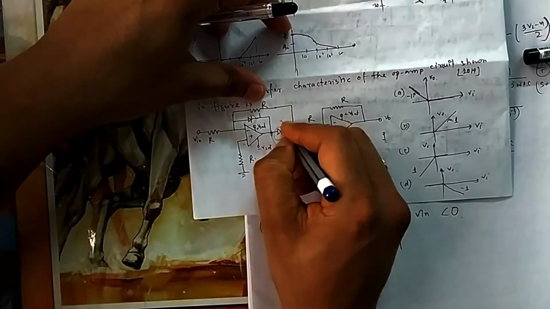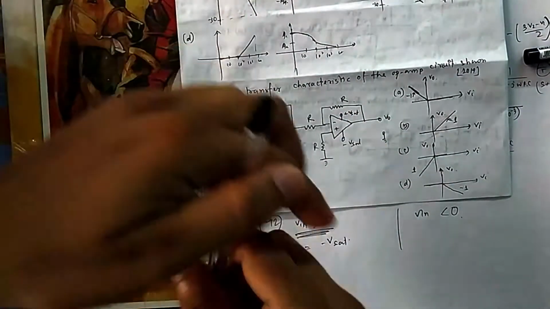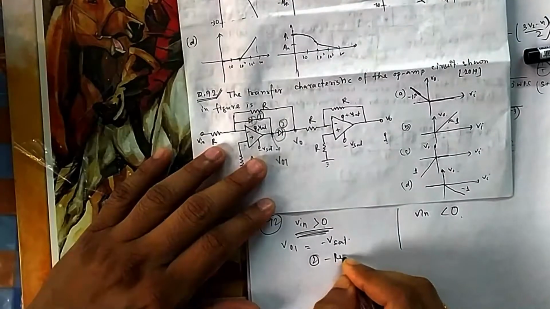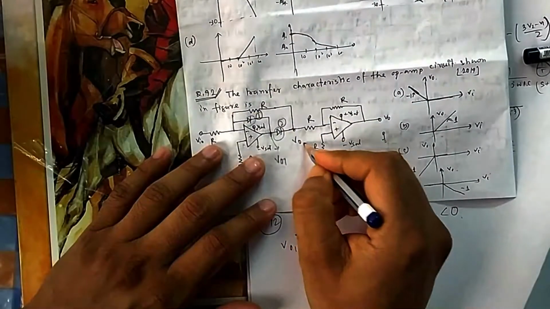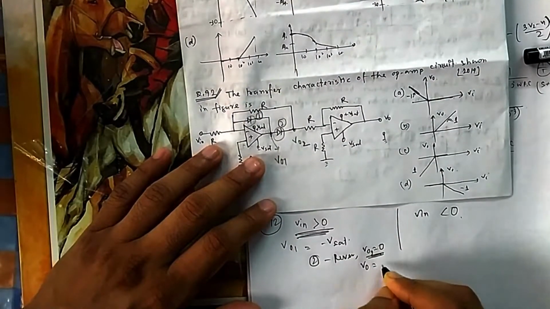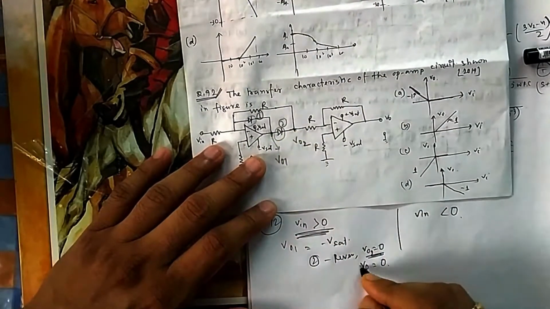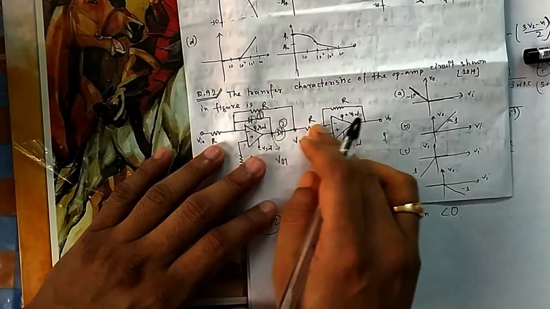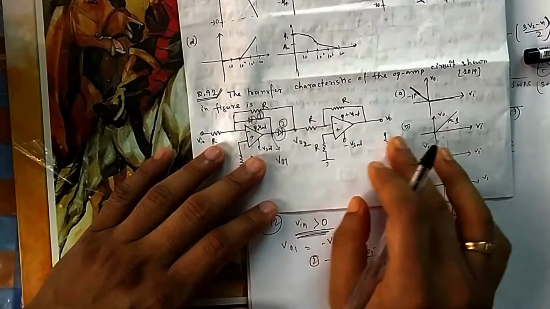Once this is saturation, let me take this as diode 1 and this as diode 2. So your diode 2 is reverse biased. Let me take it as V02, because the final output is V0. So V02 is also 0. Because V02 is 0, then V0 is also 0. V0 is, I don't know, because current may come from this side also. Okay, let us see now.